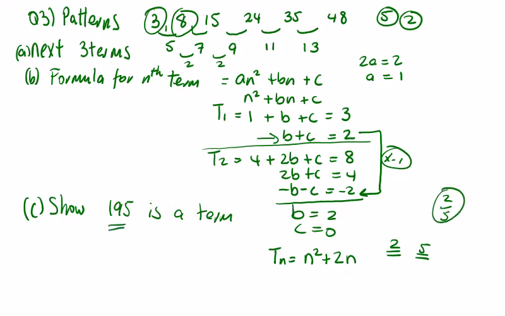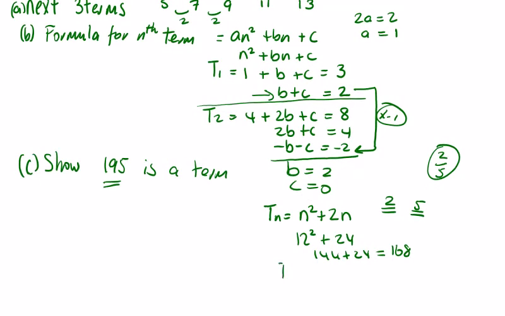Show 195 is a term. Well, we could just estimate here. If we put 12 in, we're going to get 12 squared plus 2 12s are 24. 144 plus 24 is equal to 168. So that's not it. So we're jumping up. You can see that 10 won't work. 10 is 120. Term 13 is the answer here.